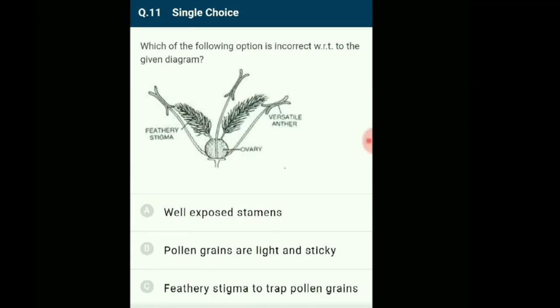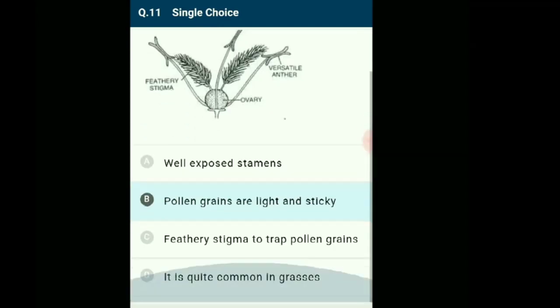Anemophily is characterized by the presence of well-exposed or versatile stamens. The pollen grains are light and non-sticky. Presence of feathery stigma enhances pollination by allowing pollen grains to get trapped. It is commonly seen in gymnosperms, grasses, sedges, rushes, etc. So the answer is option B. Pollen grains are light and sticky.